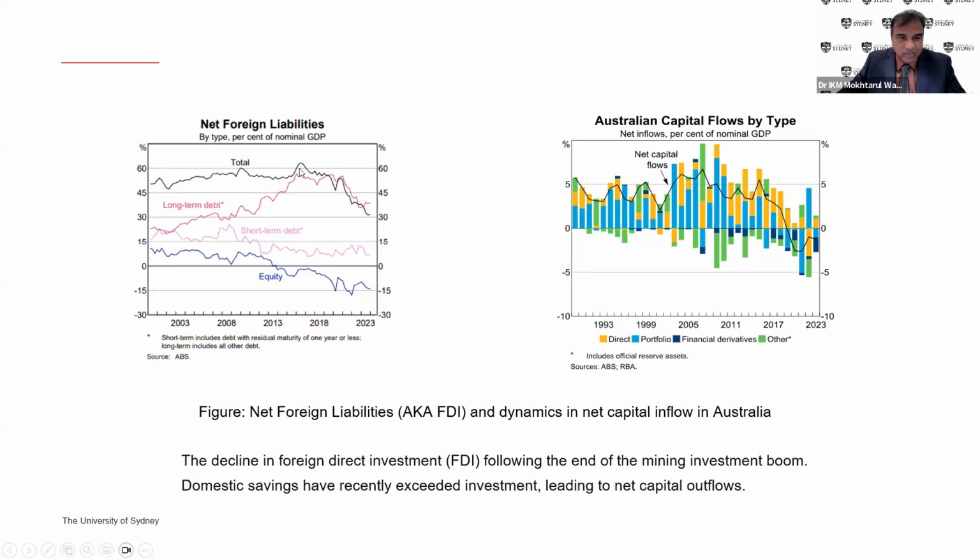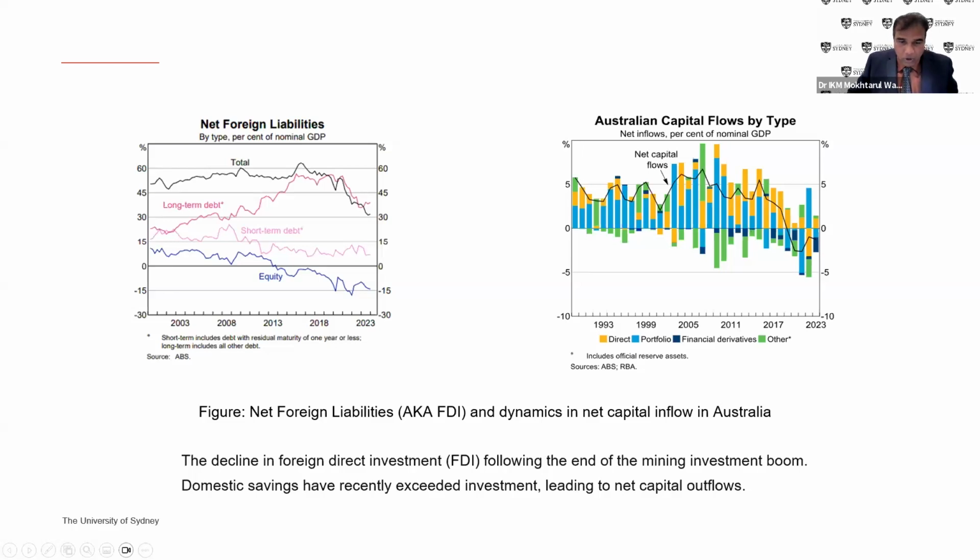But from about this time, it started to fall. And this is again the time of the end of the mining boom, right? So that marked a major change in terms of the inflow of foreign investment into Australia. On the right-hand side, this is summarized like net capital flows is going down. And you can see that from about 2014 and 2016, this was going down drastically, okay? And then the composition of these capital flows, like portfolio investment, FDI, financial derivatives, those are shown with these bars with different colors.